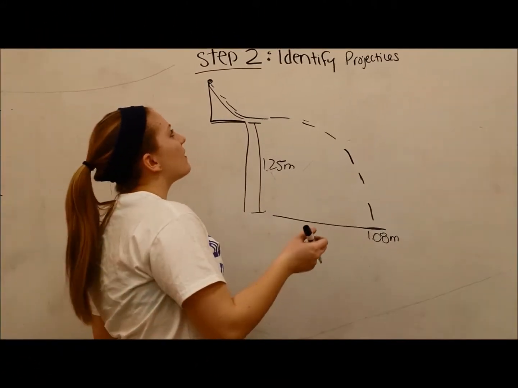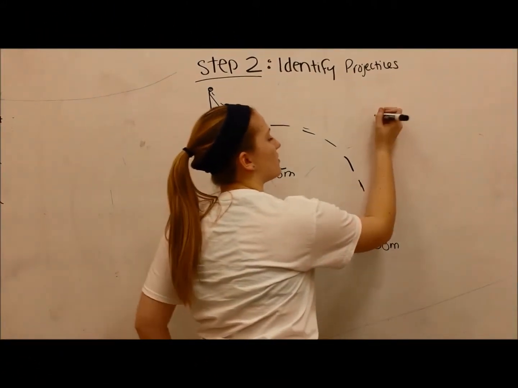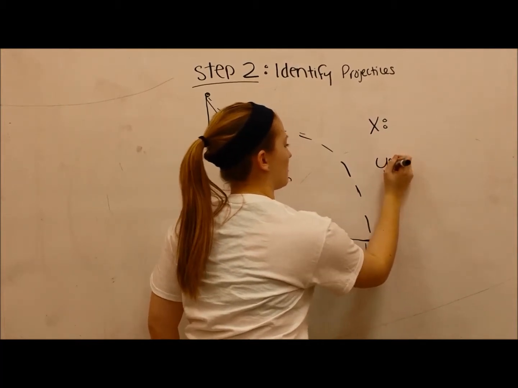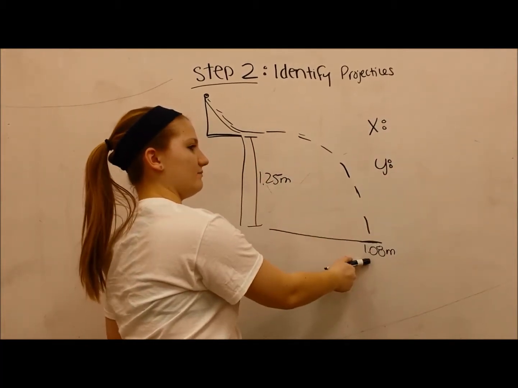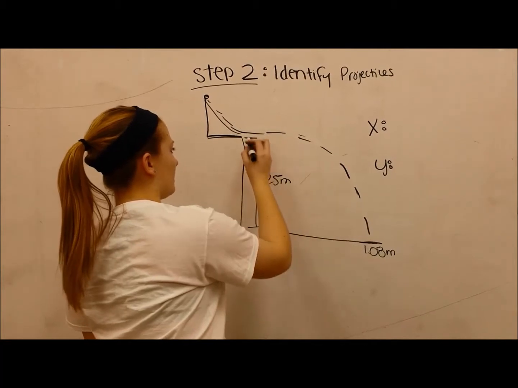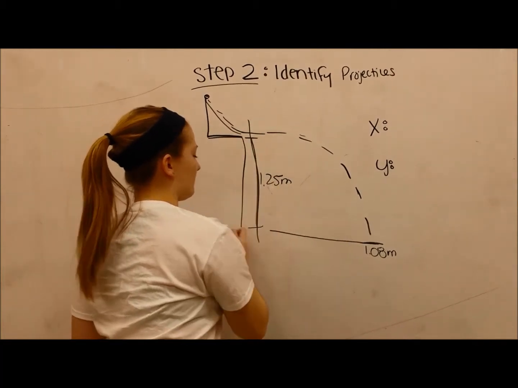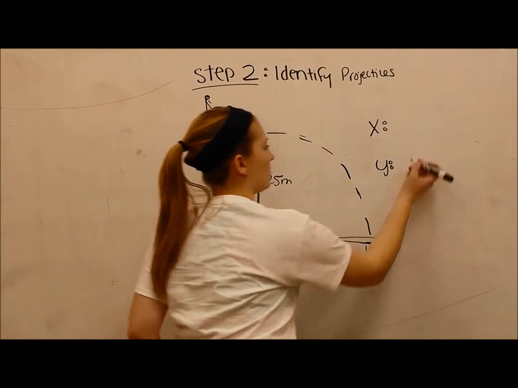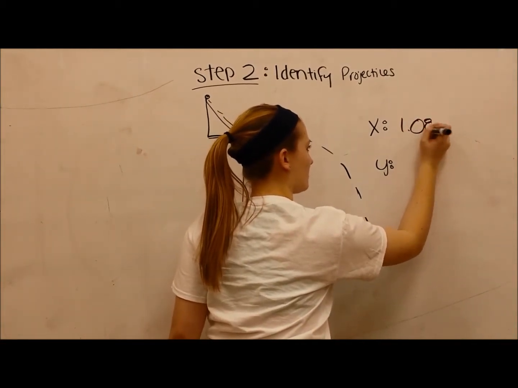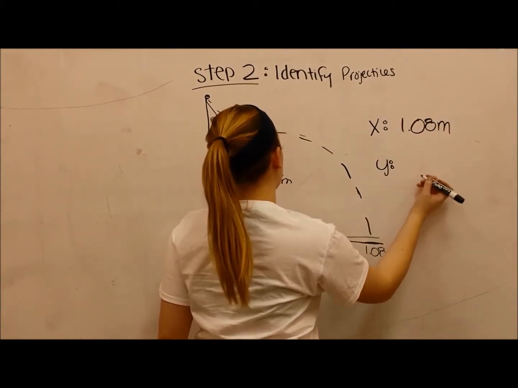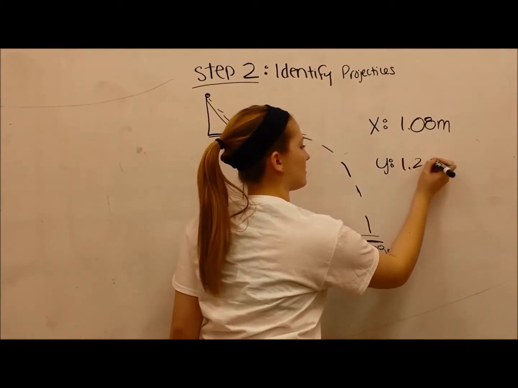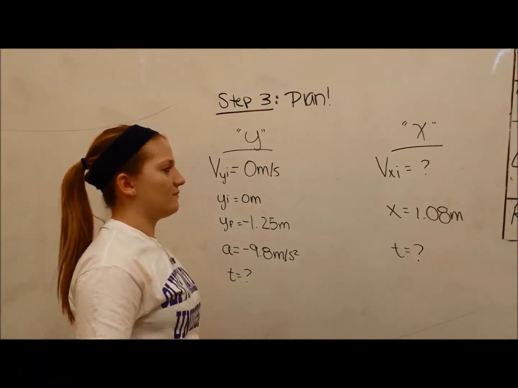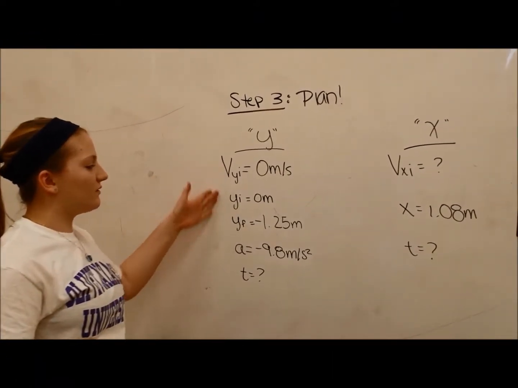For step 2, our x and y components are these. So pretend like it's on an x and y coordinate. So your x component is 1.08 meters, and your y is 1.25 meters. Step 3, we plan. These are our givens.